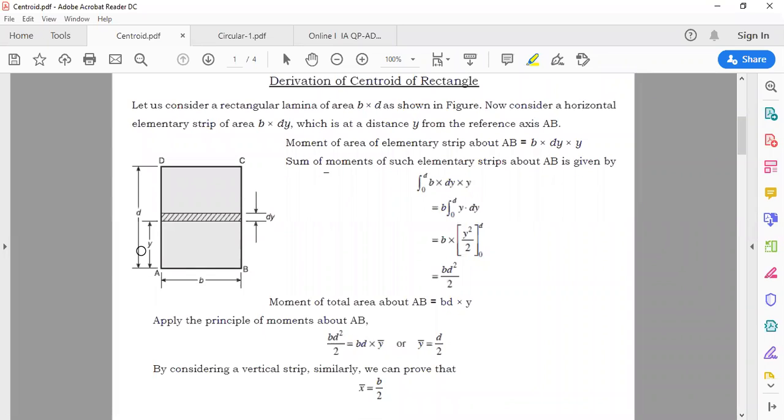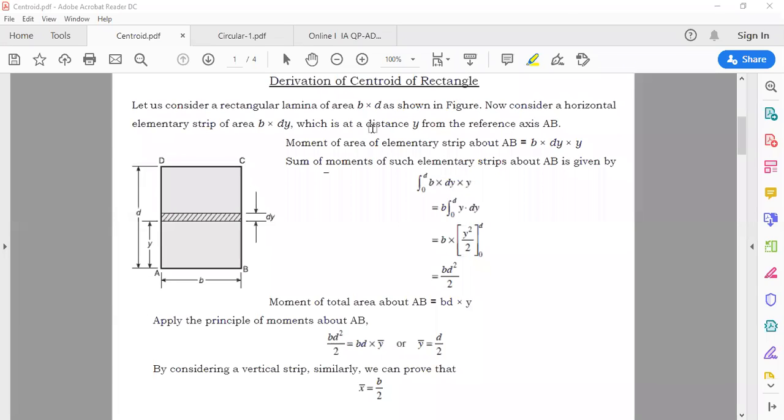Now, derivation of centroid of rectangle. Let us consider a rectangle of area B into D as shown in figure. So we have a rectangle ABCD of area B into D. Now consider a horizontal elementary strip of area B into dy. So as I told you, this is the first point. You are going to consider the element whose area is B into dy, because thickness is dy, which is located at a distance y from the reference axis. So this strip is located at a perpendicular distance y from the reference axis AB.